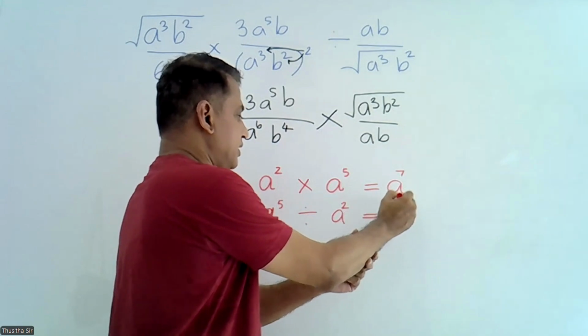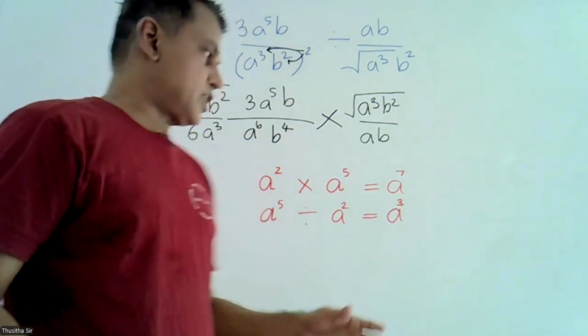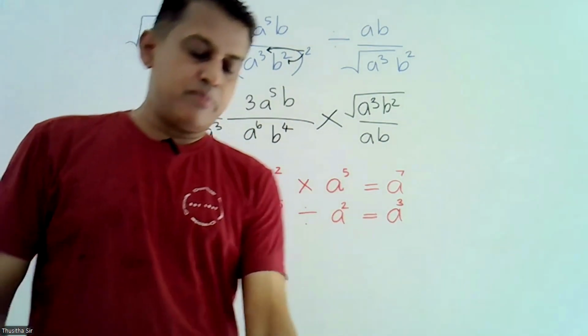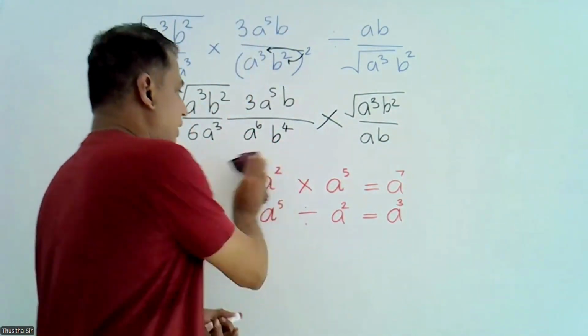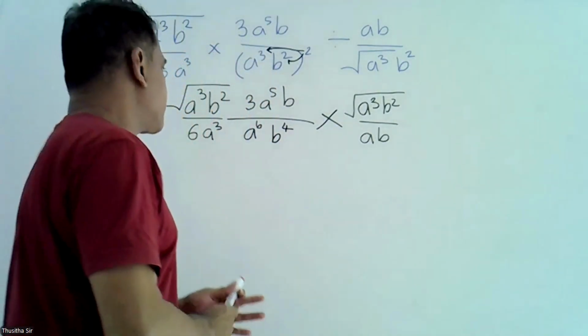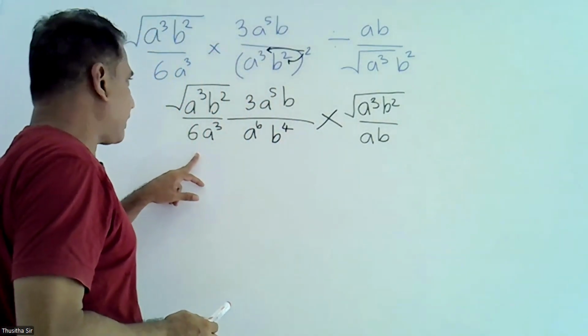5 minus 2 is 3. So we do like this to simplify this kind of expression. That's again the very basic concept. So I'll delete this one. Now I'm going to add that concept to here, right?